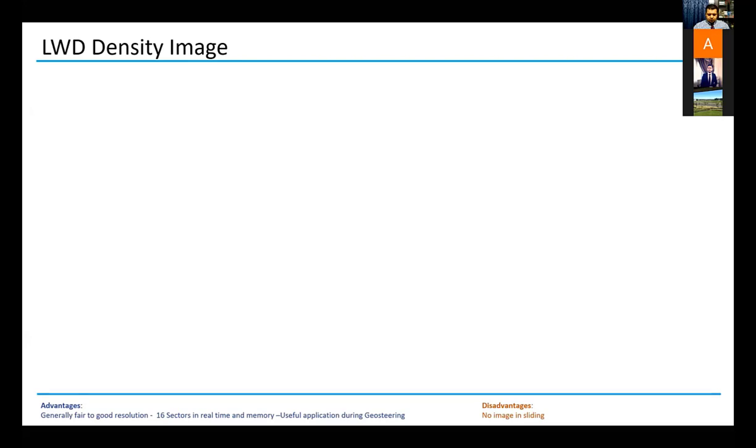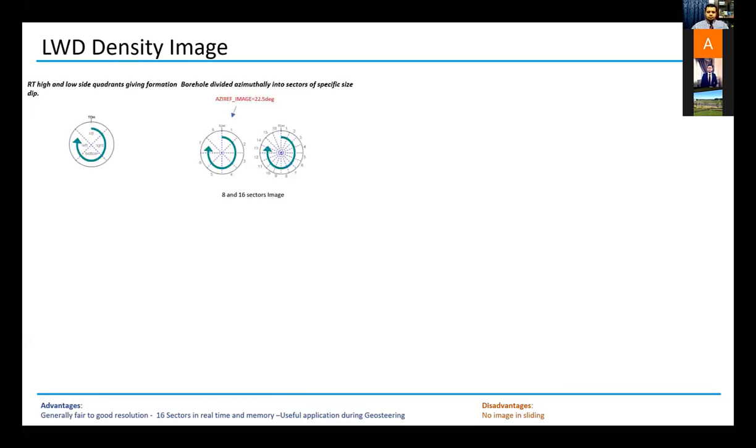Just so you know, the data which I'm using, if someone wants it, is available on Volve data. It's a Norway field, so I can send you all the raw and processed data, which is available online on one of the Equinor portals. The LWD density image, why I chose this is because I feel that this is the best image so far we have seen in geosteering.